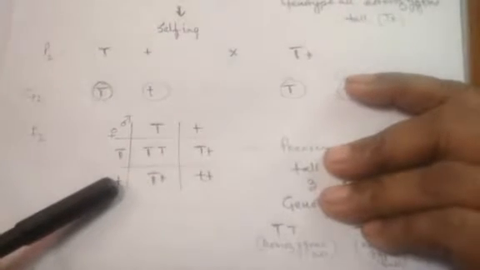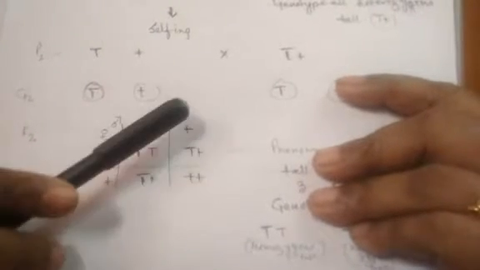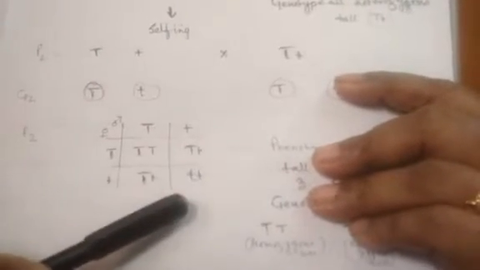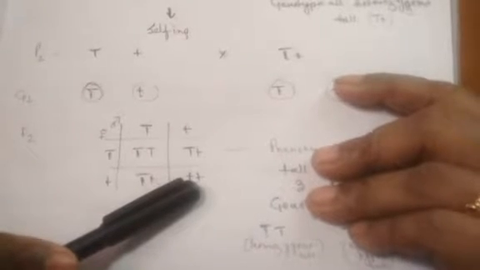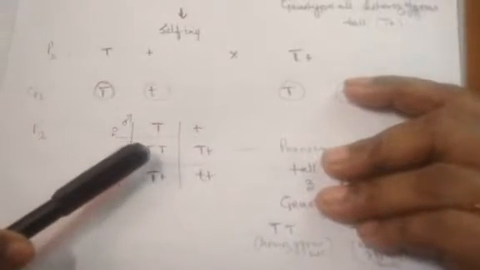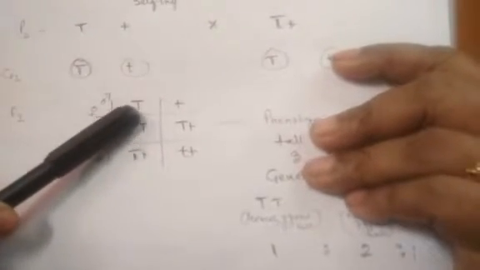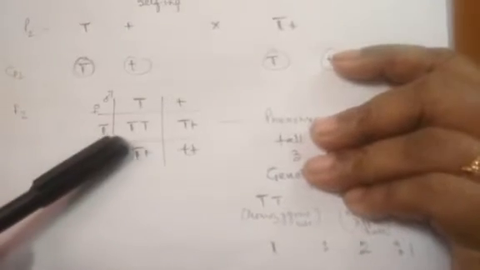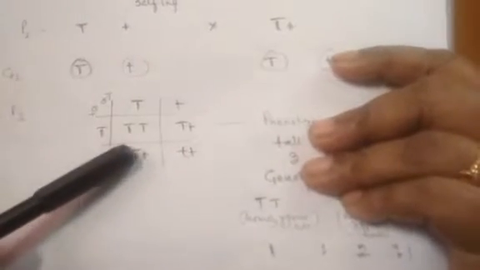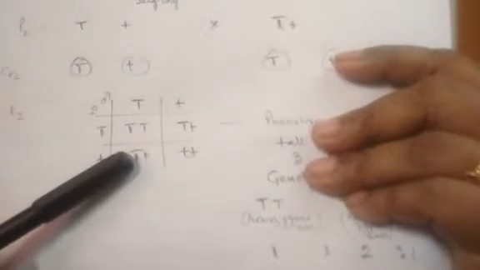Now next, the small t of the female fuses with the small t of the male. Then what are we getting? We are getting both small t's in one individual. So now if we go for the characters, what will we find? This individual will be tall, this individual will also be tall, and this individual will also be tall, because all of them have the dominant allele for tallness.